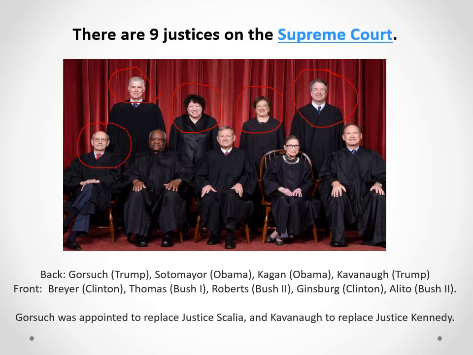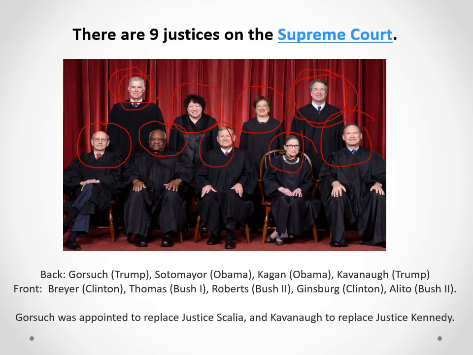In the front here, you have Breyer, appointed by Clinton, Thomas, appointed by George Bush the first, George Herbert Walker Bush. Here you have Roberts appointed by the second George Bush, Ginsburg appointed by Clinton, and Alito appointed by George Bush the second. So Gorsuch was appointed to replace Justice Scalia, who was actually a Reagan appointee, okay? And Kavanaugh was appointed to replace Justice Kennedy, who was also a Reagan appointee. So you can see what life tenure means here, that the Supreme Court justice can be very influential long after the president has come and gone.